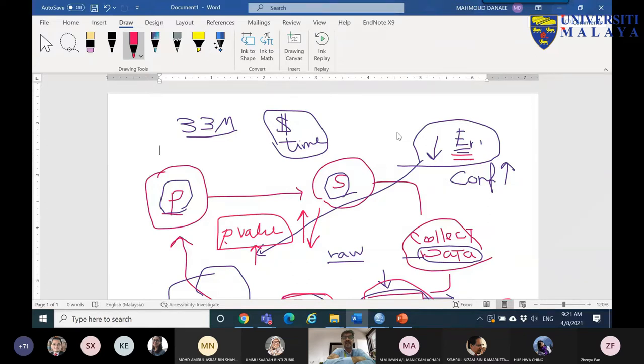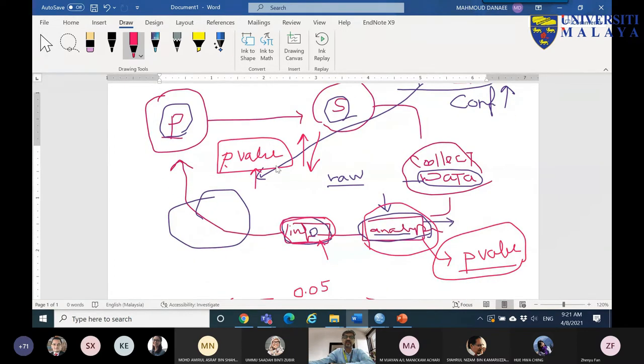So, can I ask you something now? If my sample is not representative, can I use the p-value to infer, to interpret my results or not?